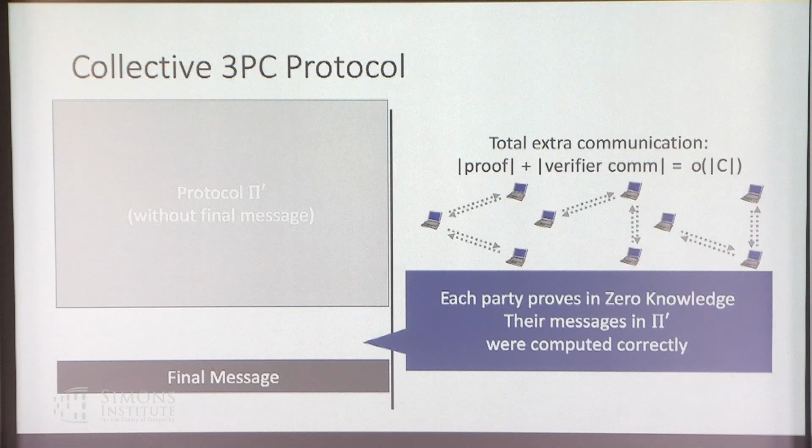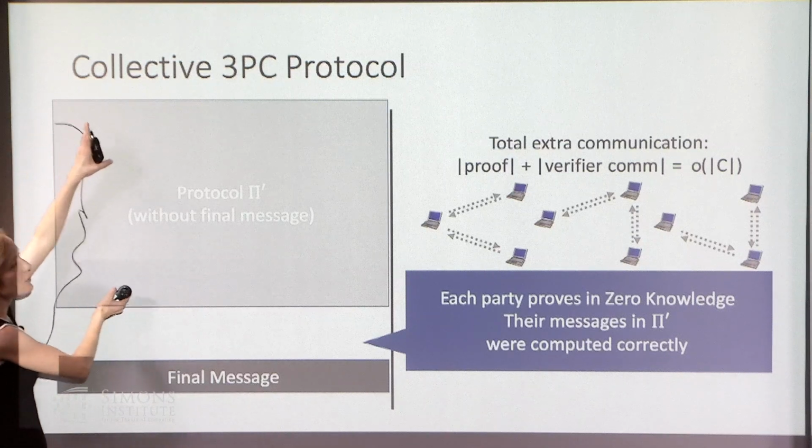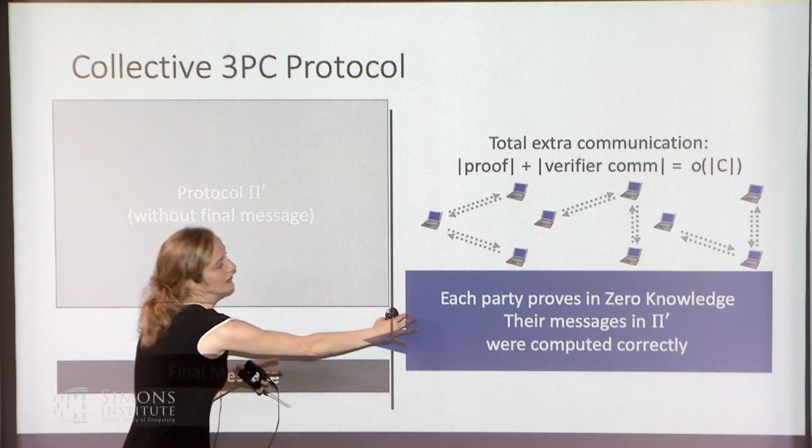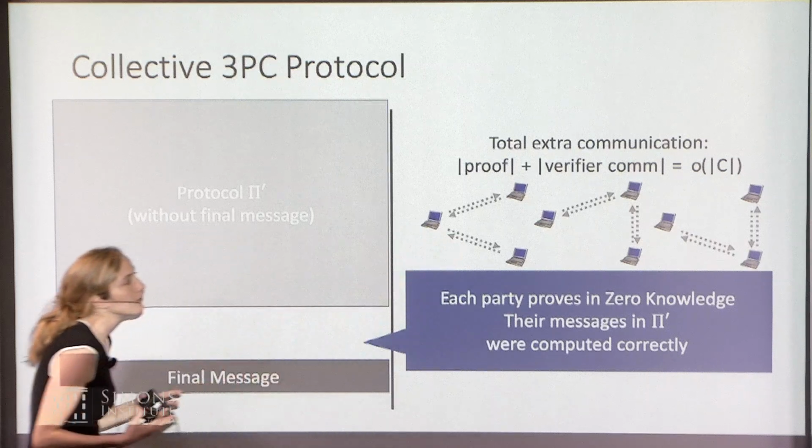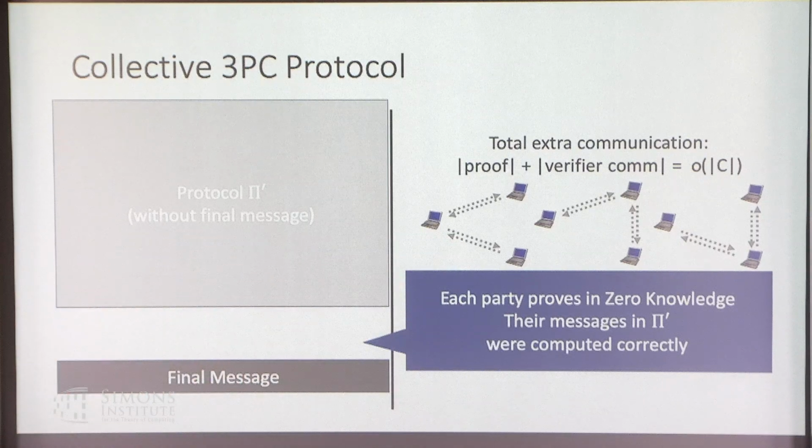Okay, so just putting these pieces together. Again, in our new protocol, you run the original protocol except for the final message. Each of the parties will prove to the other two in this distributed manner that they performed their steps correctly. And then if so, you're safe to exchange the final message.